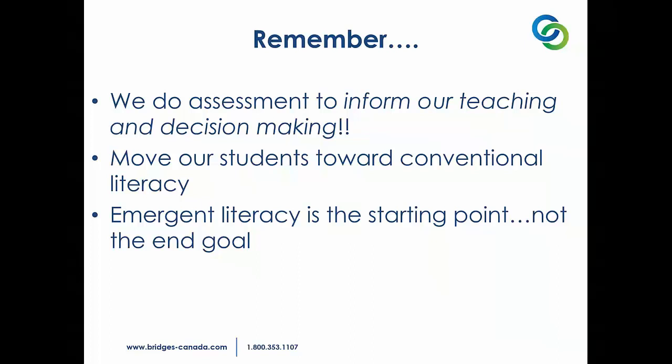Some of it is we're using our judgment. We're giving them lots of opportunities to show understanding of portions of skills. But what we're really trying to do is understand our students better so that we know how to program for them, moving them towards conventional literacy. Because remember, this emergent literacy stage that our students are at is the starting point. It's not the end goal. And so by tracking their growth over time, this can really help us in designing and using programs to move them along.